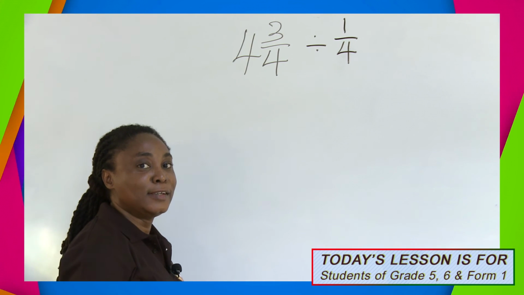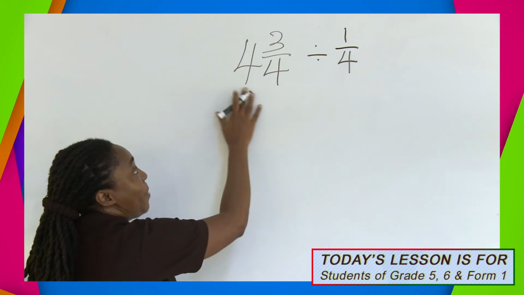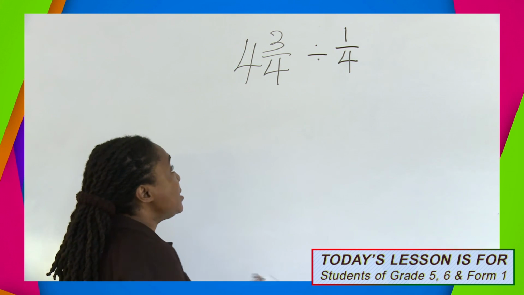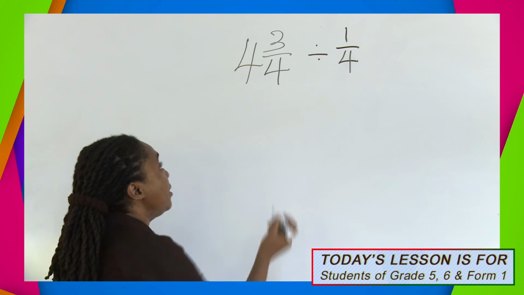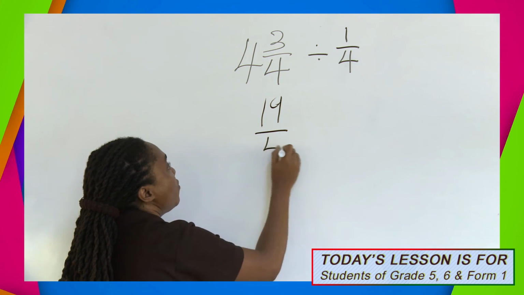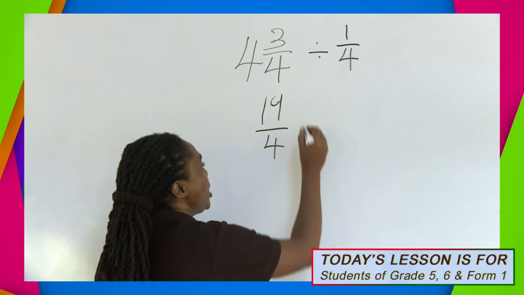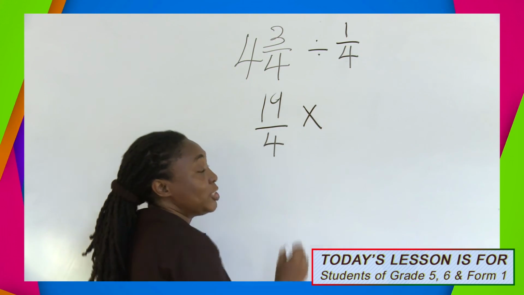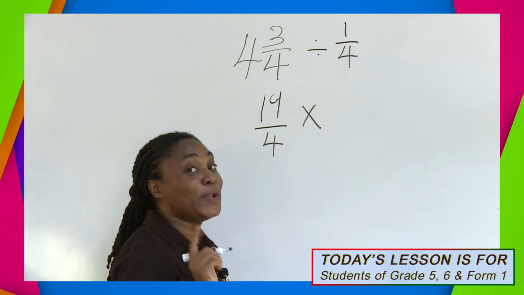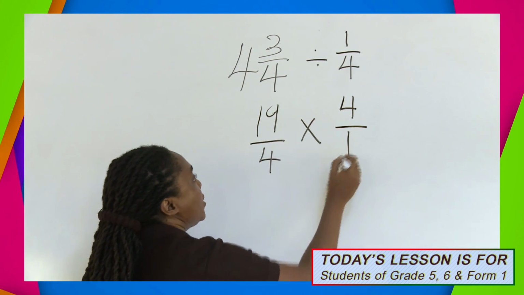All right, some people are hurrying along. Let's go together. 4 by 4 will be 16. 16 plus 3 will give me 19. So I'll have 19 over 4. What do I do with that division sign? Change it to a multiplication sign. And what do I do with my second fraction? I'm going to flip it over. Very good. So I have 4 over 1.